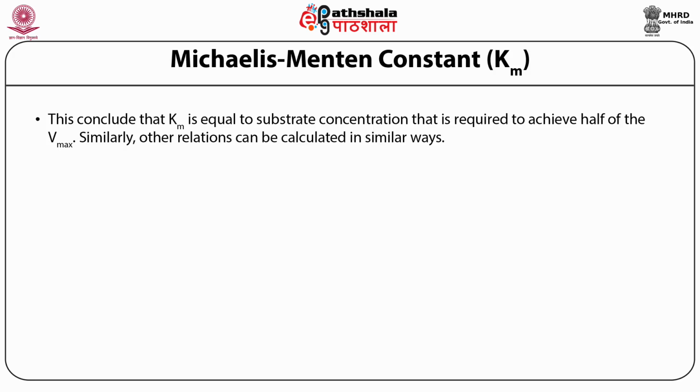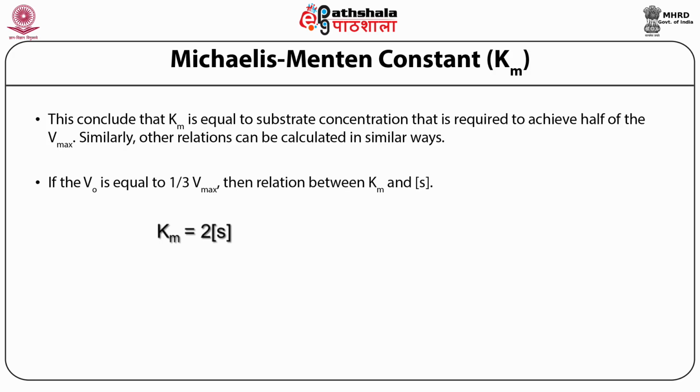Similarly, another relation can be calculated in the same way where we are not considering V0 as half Vmax. We take another case where V0 equals one third of Vmax. Then what is the relation between Km and substrate concentration? To calculate this, we put V0 equal to one third Vmax into the Michaelis-Menten equation.